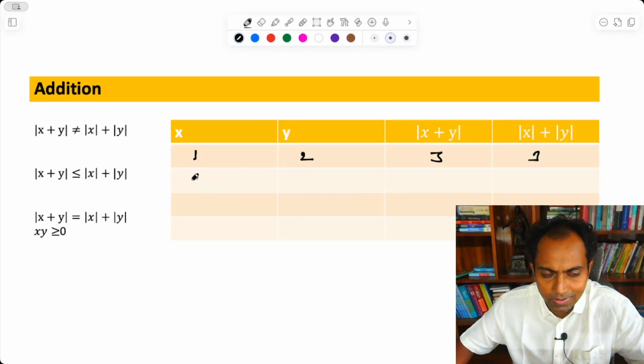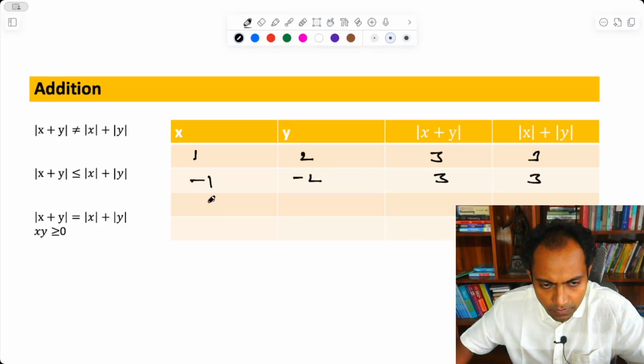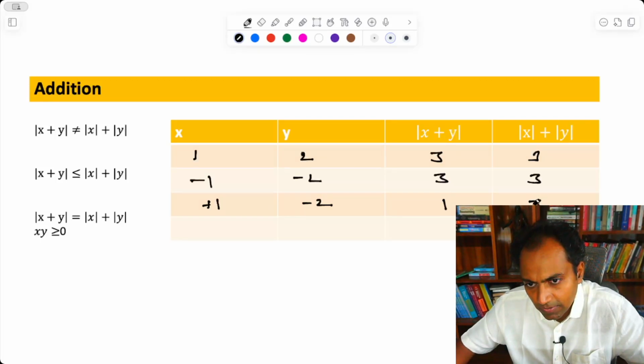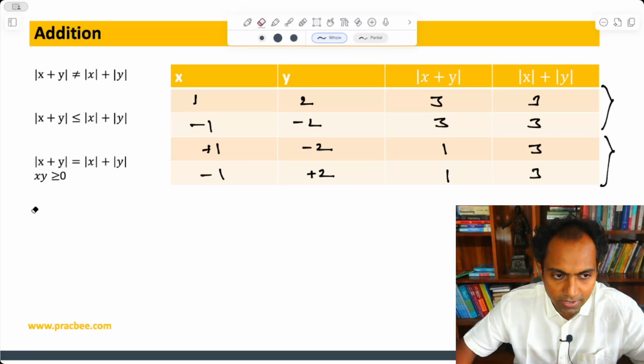Now, let us make this value as minus 1 and this is minus 2. Still, if you do it, this is 3, this is 3. But if I take one of those as positive, like plus 1, and the second one as negative, like minus 2, let us see what happens. Now, this will become 1, this will still remain 3. And then if I make this as negative and the second one is positive, still this will remain 1, the next remains 3. Now, this fundamentally means 3 very important ideas. Let us go over them one by one.